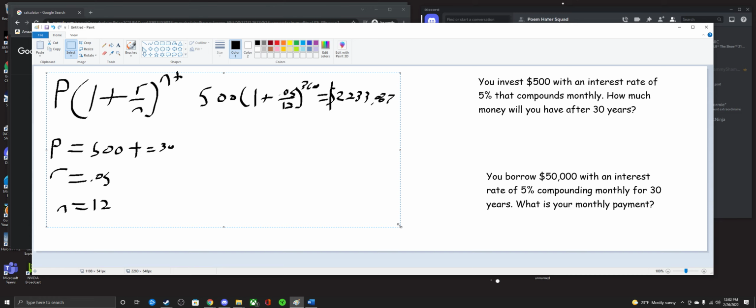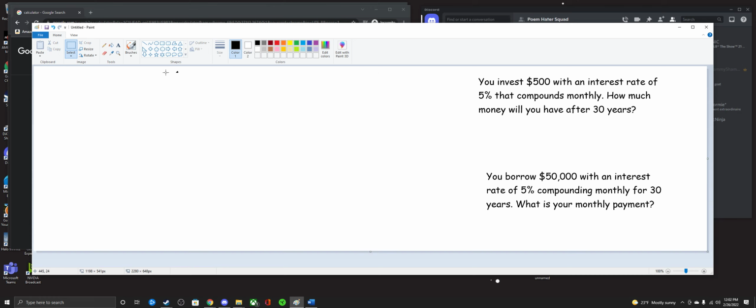But now that we have that, the first part, just how much money your investment will be worth after x amount of time, we now want to calculate monthly payments. So that goes to the second part of this problem. You borrow $50,000 with an interest rate of 5% compounding monthly for 30 years. What is your monthly payment? The first step is to calculate how much this loan will be worth at the end. Since it's compounding interest, we can't just say, oh, it's worth 50,000. We actually have to calculate that out.